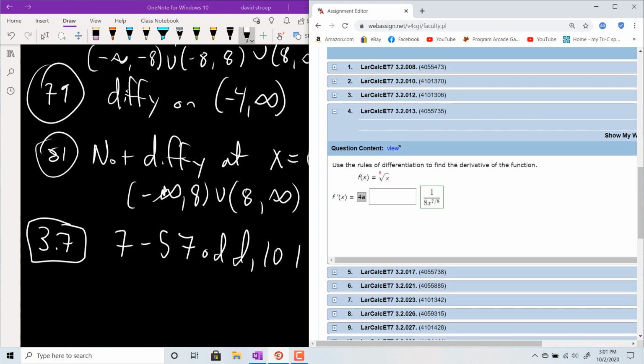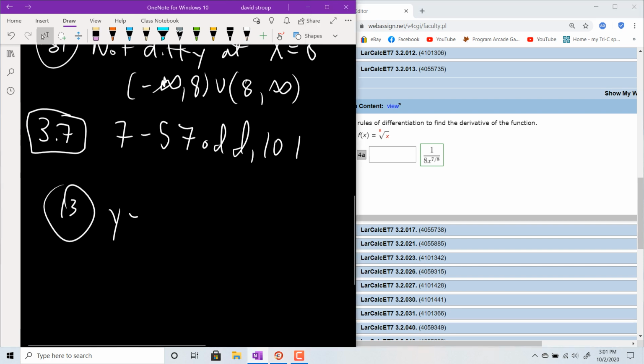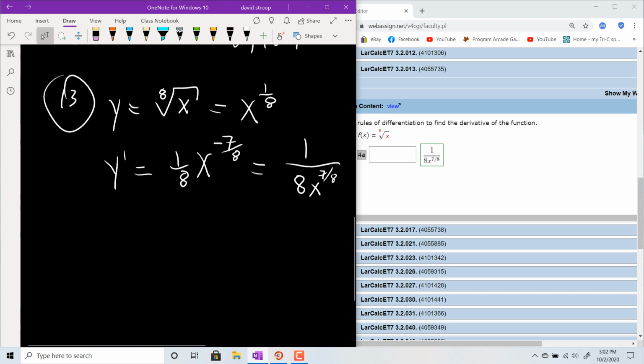So if we have number 13, y equals the 8th root of x. Okay. So the way we're going to do these is by converting it into x to the 1/8. Convert it into a rational exponent, and then this is a power rule. So you bring down the 1/8, and then you have x to the 1/8 minus 8/8, which is minus 7/8. Okay. And usually they don't want the negative exponent, so you could rewrite it 1/8x to the 7/8, and you should be good.